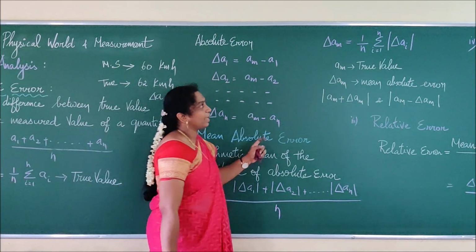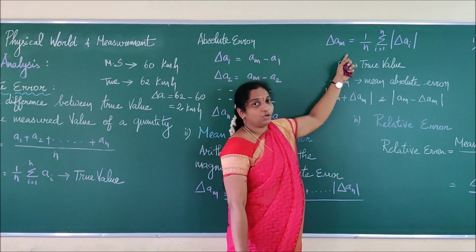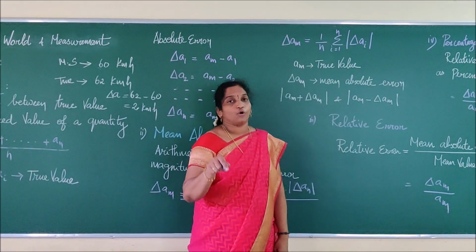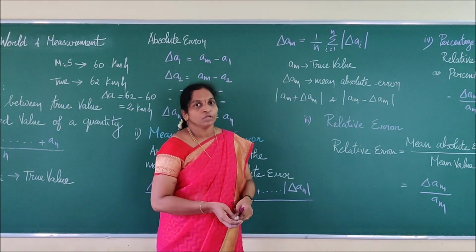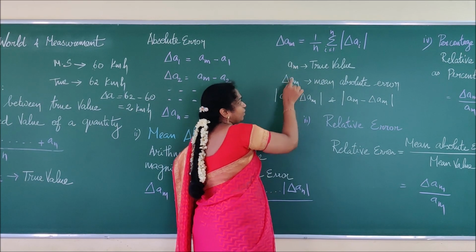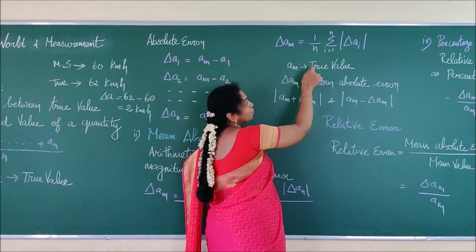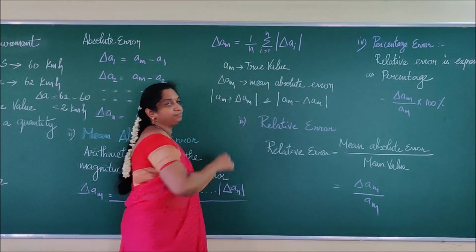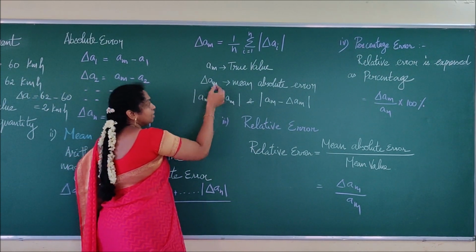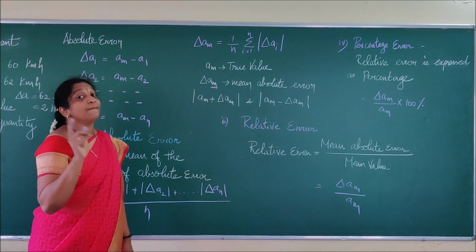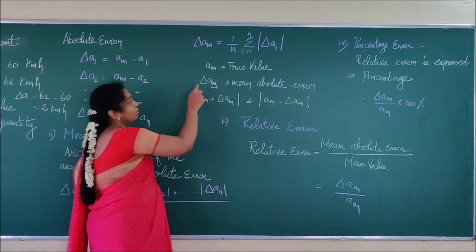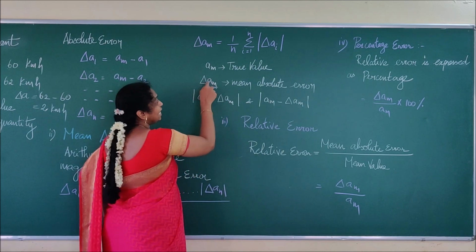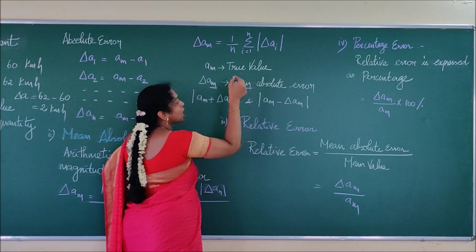Del AM. Therefore I can write in short form del AM is equal to 1 by n summation of i equals 1 to n of the magnitude of del Ai. Right? So you have to clearly understand the difference between AM and del AM. AM stands for the true value and del AM stands for the mean absolute error. Here if A comes, then M comes, it is a mean value. Simply writing del A stands for absolute error. If I say del AM, it is the mean absolute error.